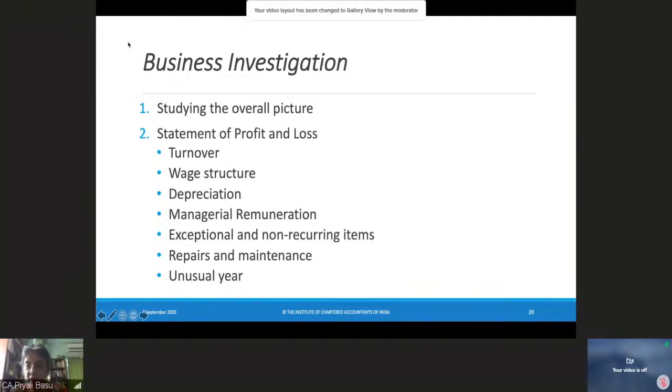You're having less profit. What could be the reason? Cost of procurement is high. Sales is going up, fine, but the cost of procurement is also going up.